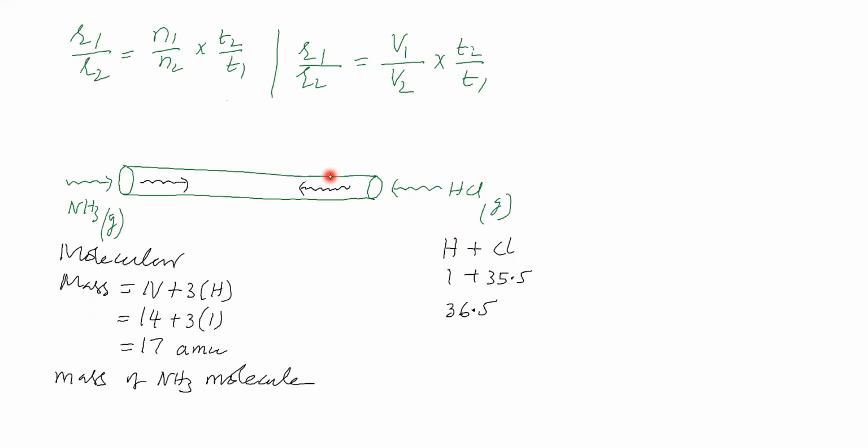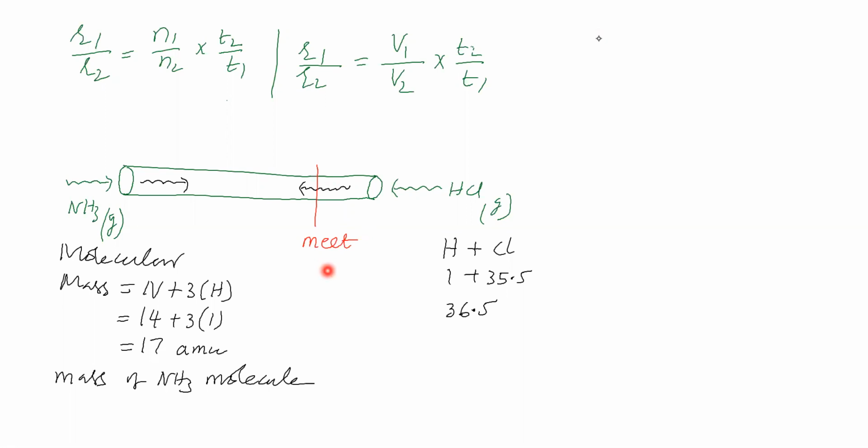Near HCl. So you are saying that they will meet near HCl. Suppose we take this point, and at this point they meet with each other. That means you are saying they are meeting near HCl.